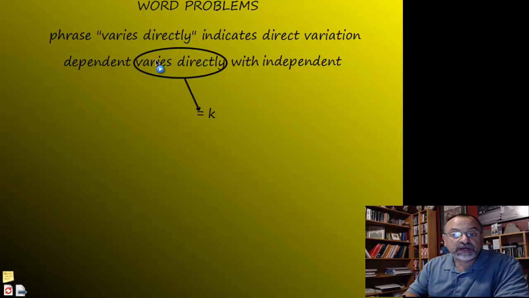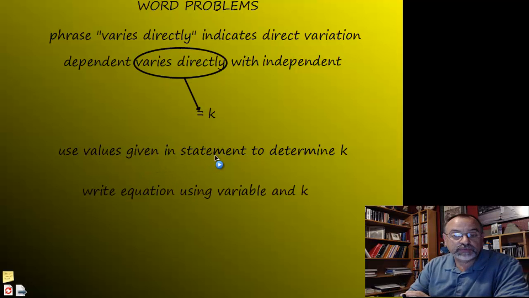If we want to interpret the words varies directly from English into mathematical language, every time you see varies directly, you can translate that into this expression equals k. That's what it means. There's always going to be a k with varies directly, and then the dependent is equal to k times the independent, whatever it is. Then, like I said, we simply look into the problem for a y value that represents the dependent, look for an x value that represents the independent, put y over x, and I can determine k, which gives me the equation that I want.